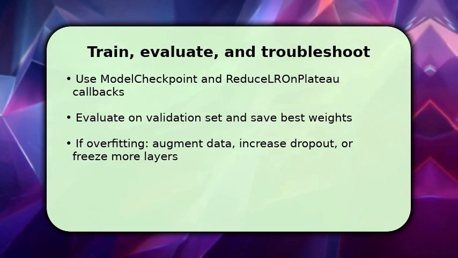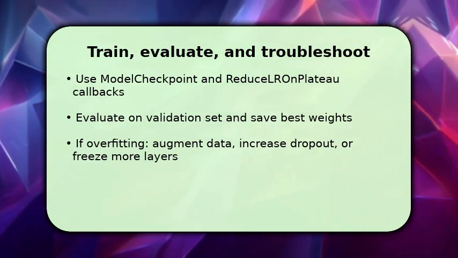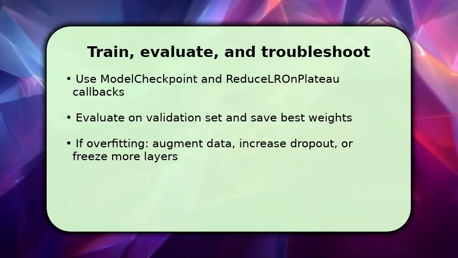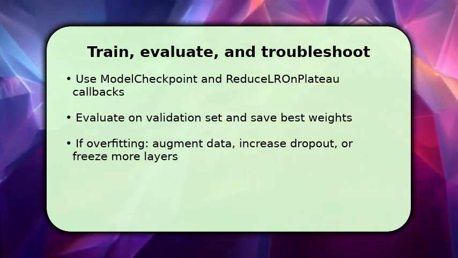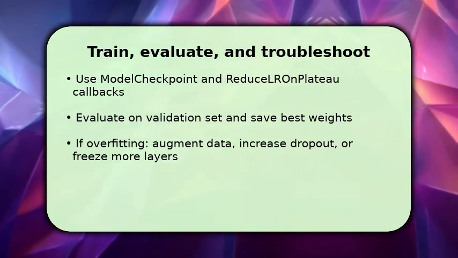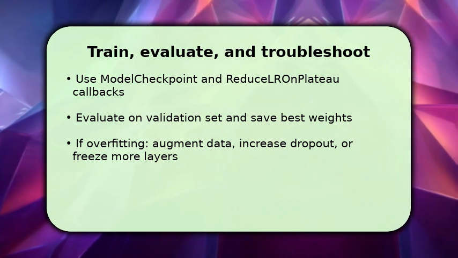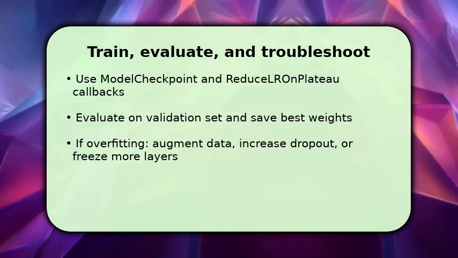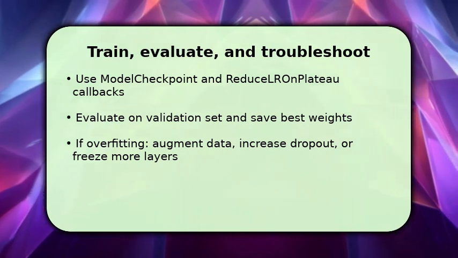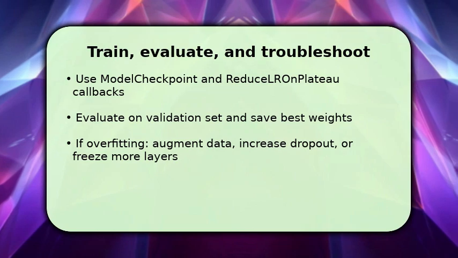After training, evaluate on the validation set and load the best checkpoint before inference. If results are poor, inspect common issues: mislabeling, class imbalance, or overfitting. A key troubleshooting tip: if training loss drops but validation loss rises, add augmentation, increase dropout, or revert to more frozen backbone layers. This often stabilizes generalization quickly.